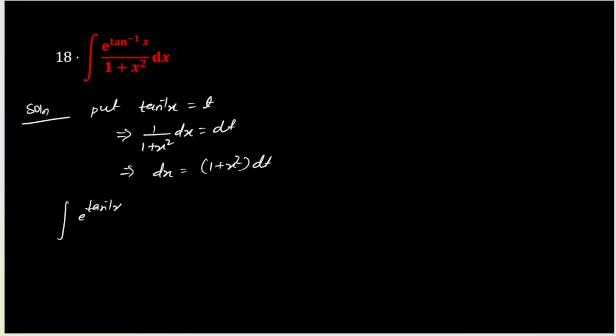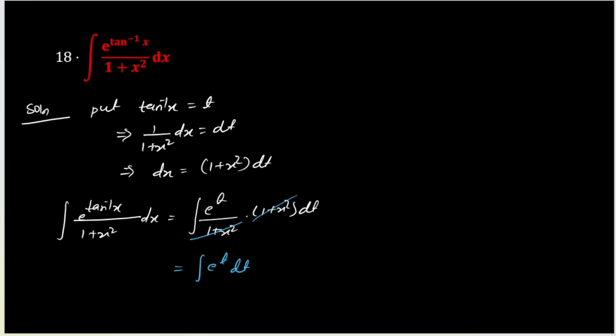Therefore the integral of e power tan inverse x by 1 plus x square dx becomes, with tan inverse x equal to t, and dx equal to 1 plus x square dt, here 1 plus x square is cancelled, so the integration of e power t dt is equal to e power t plus c, because the integration of e power t is e power t. Then t is replaced in the original function of x, and we get e power tan inverse x plus c.